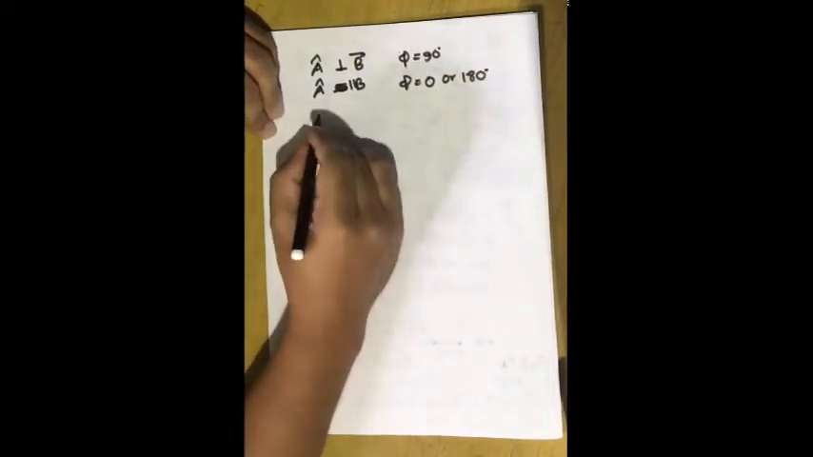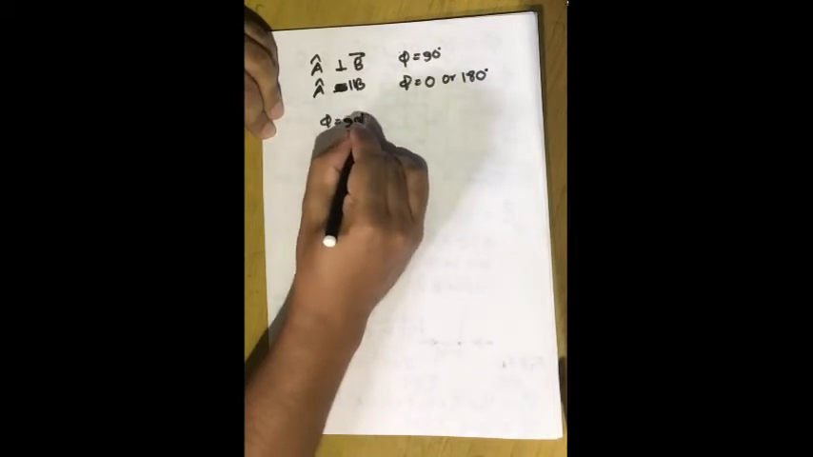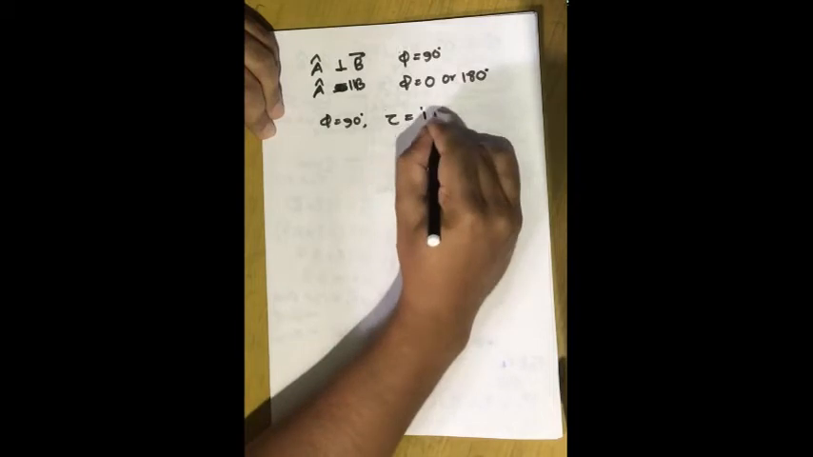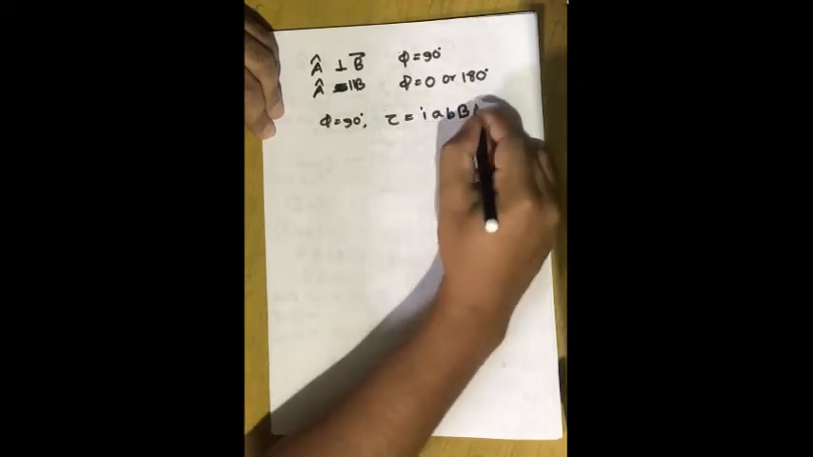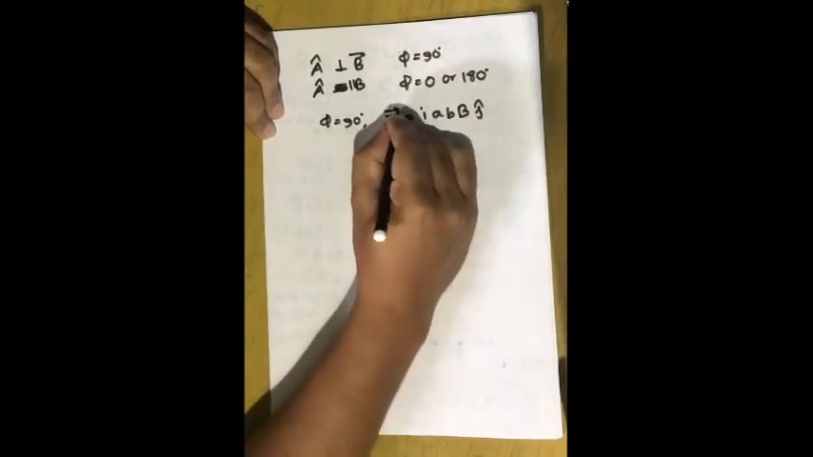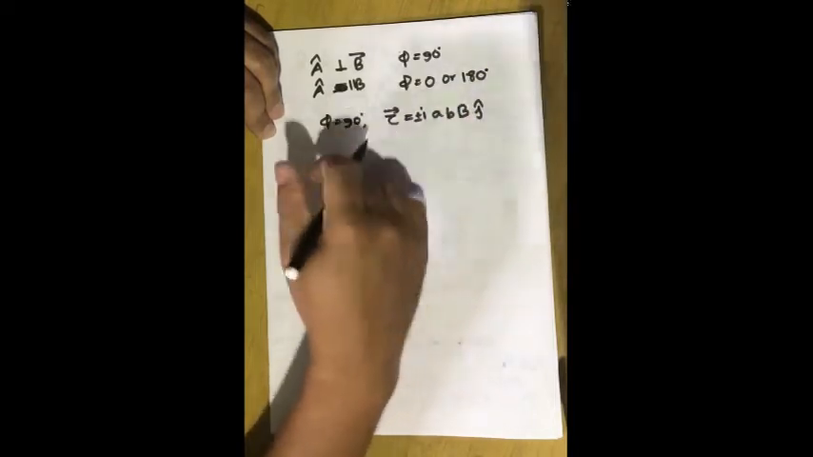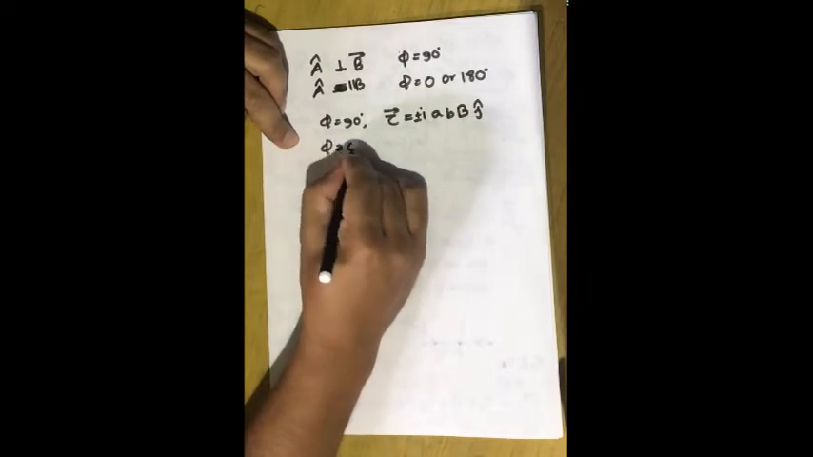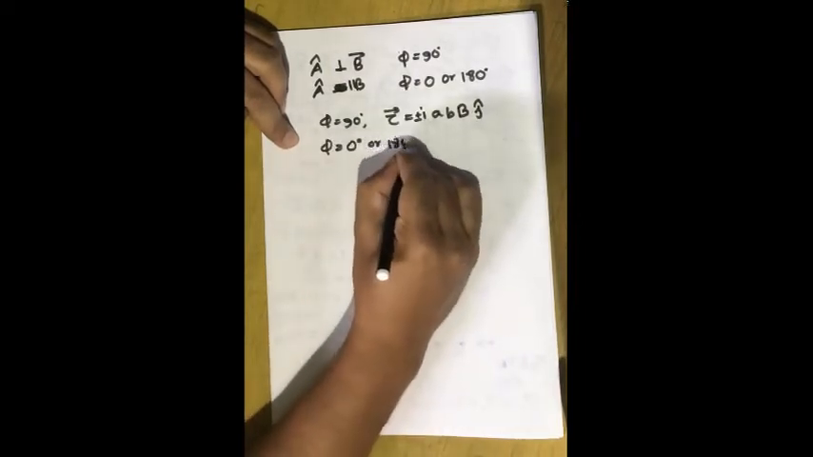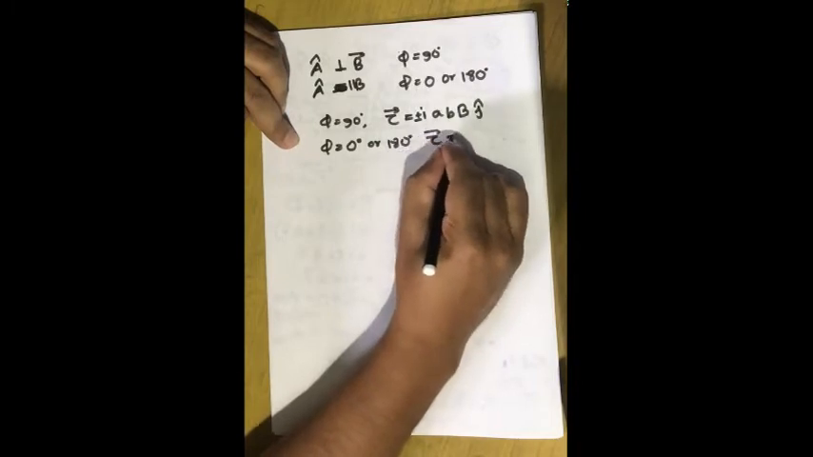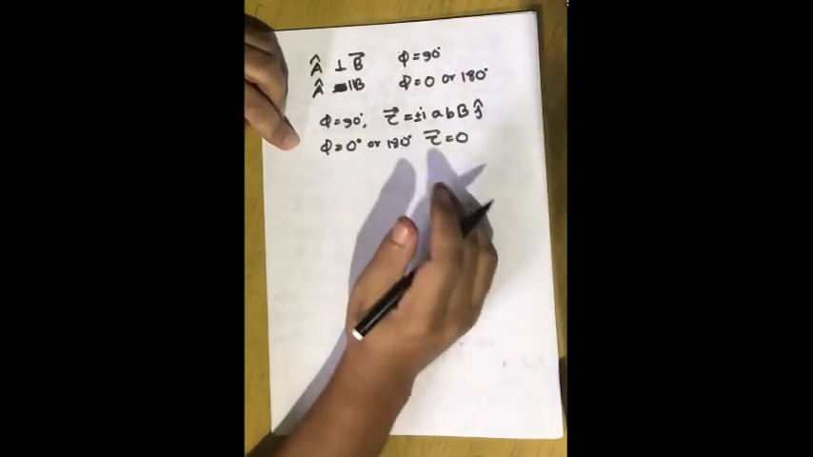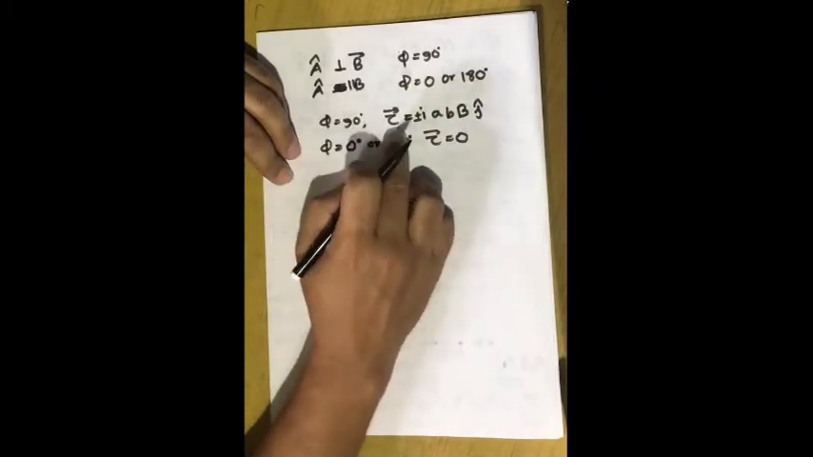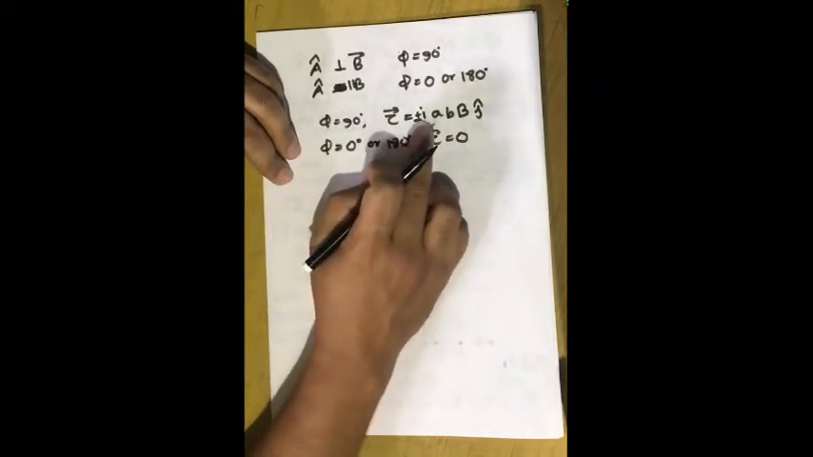So we found that for phi equal to 90 degrees, the torque acting on the loop was tau equal to I A B j cap, or plus minus j cap depending on the direction of the current. And for phi equal to 0 or 180 degrees, we found that tau is equal to 0. So at this position the current carrying loop does not rotate at all, but at phi equal to 90 degrees the torque was found to be maximum.